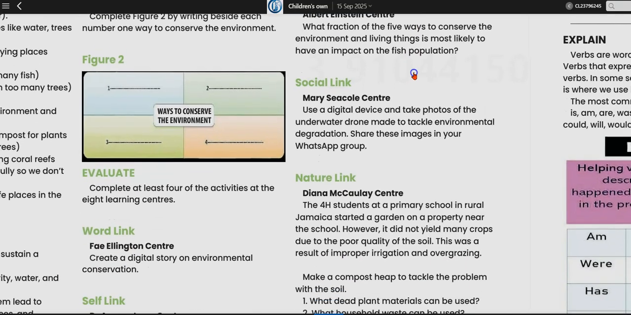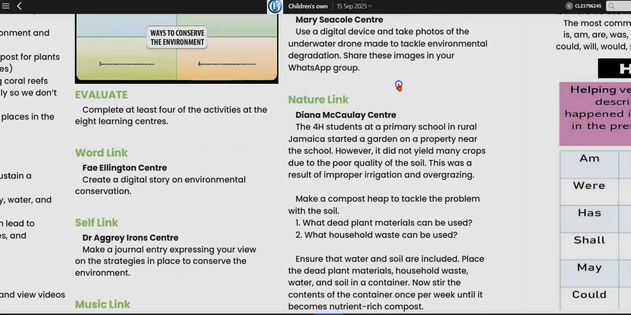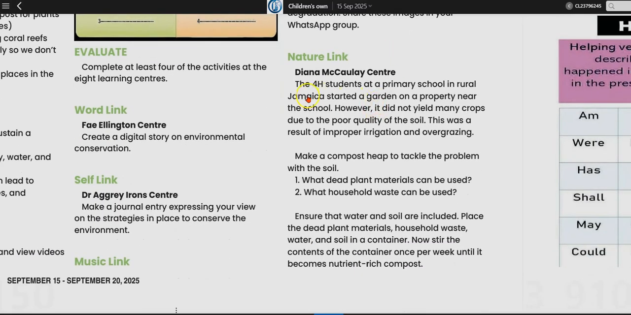Let's go to the social link now. Mary Seacole Center: use a digital device and take photos of the underwater drone made to tackle environmental degradation. Share these images in your class WhatsApp group. The Dan Macaulay Center now. The 4-8 students of a primary school in rural Jamaica started a garden on a property near the school. However, it did not yield many crops due to the poor quality of the soil. This was a result of improper irrigation and overgrazing. Make a compost heap to tackle the problem with the soil.